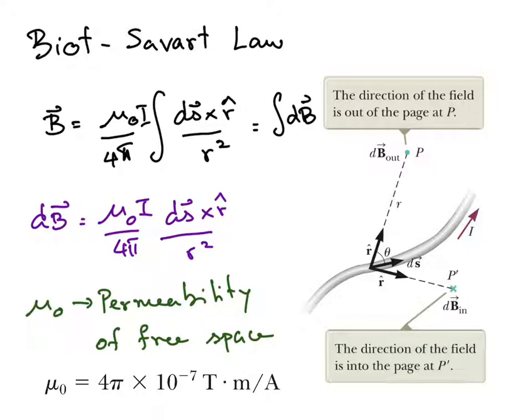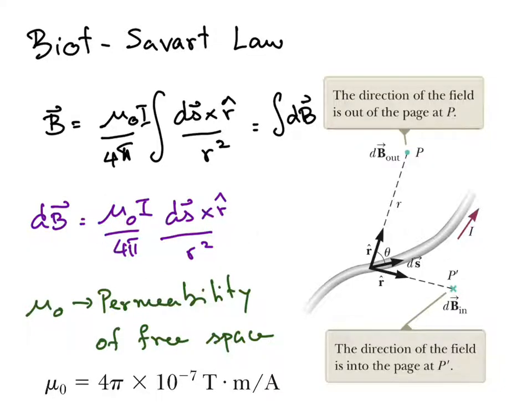Again, the physical meaning of the integral is nothing more than summation. So when we say that B is equal to the integral of dB, it means that the magnetic field at point P can be calculated by the sum of the dB, where dB is this term.